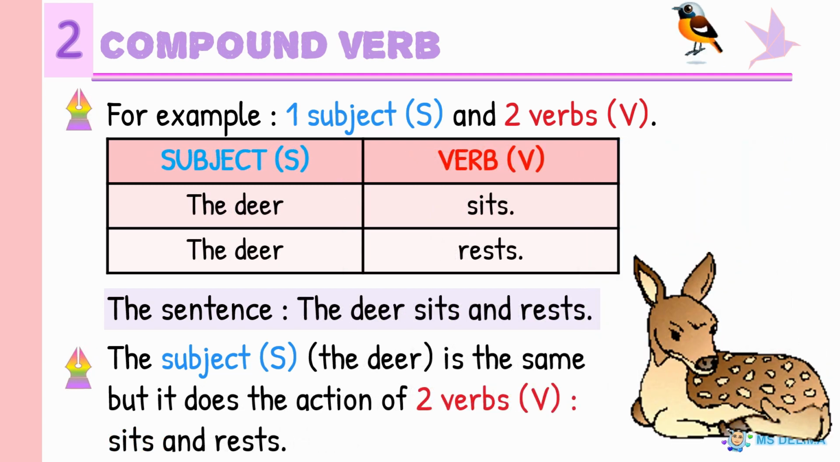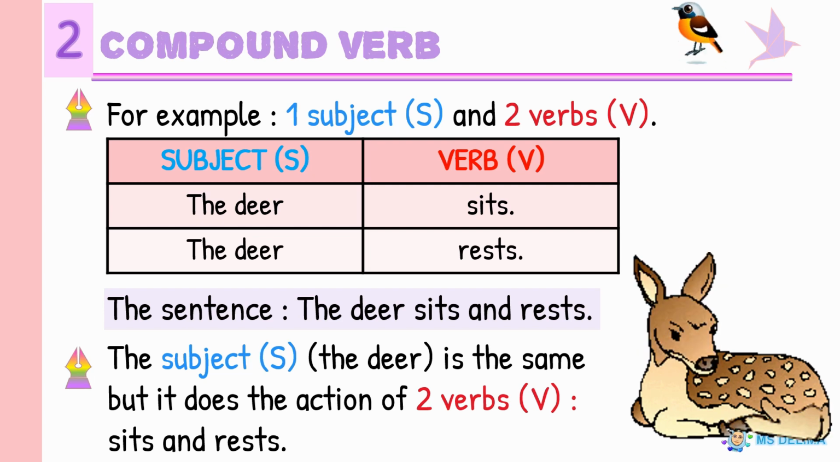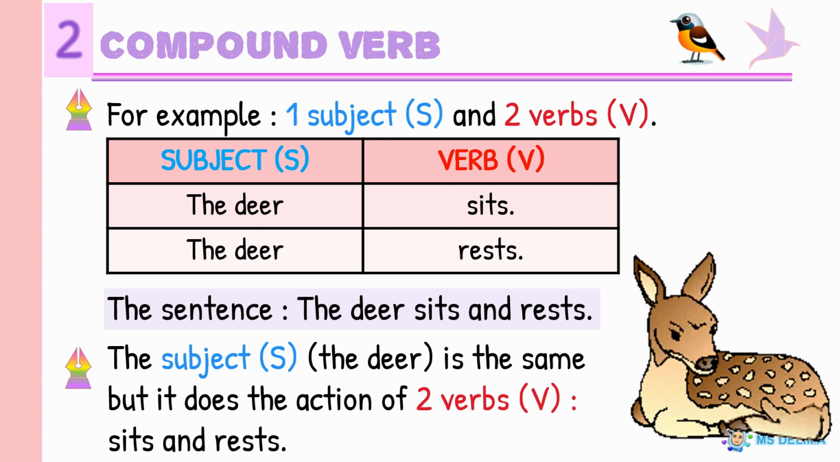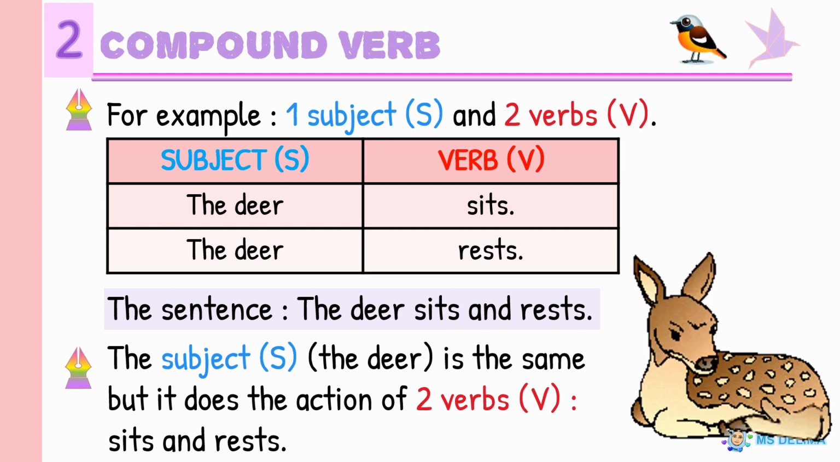Here is another example. For one subject, it is a deer, and it's doing two verbs here, which are sits and rests. So the simple sentence here is the deer sits and rests. So the subject, which is the deer, is the same, but it does the action of two verbs, which are sits and rests.